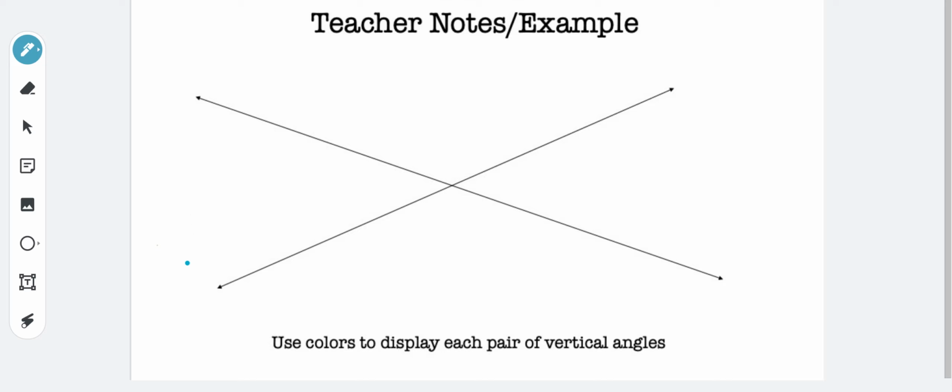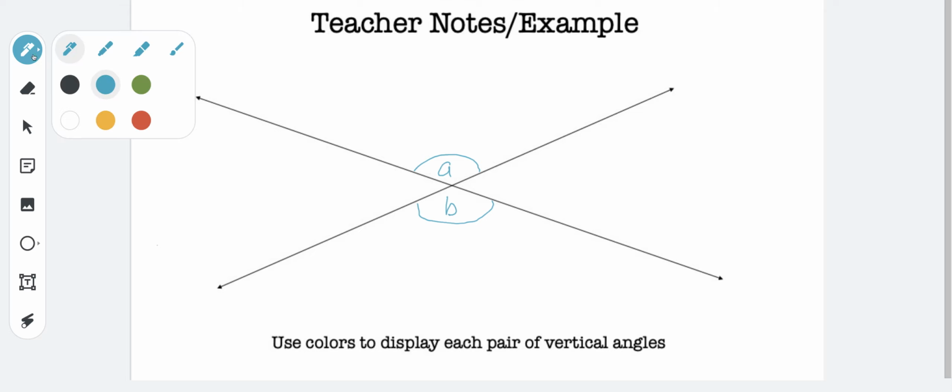Here we have two lines that are crisscrossing. Remember, vertical angles are opposite of each other. For example, here we have an angle right here, and the angle across, which is right here, is a vertical angle. So let's call this angle A and angle B. Angle A and angle B are vertical angles.